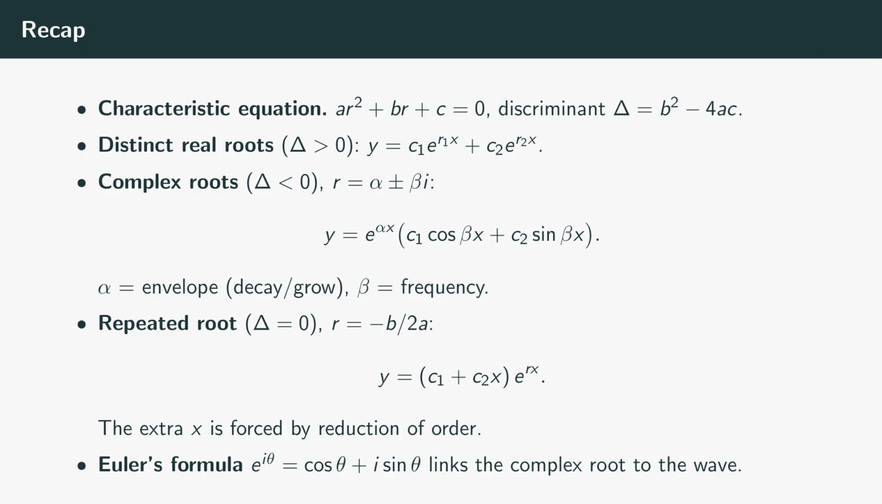If the discriminant is 0, you have a single repeated root, and the general solution is (c1 plus c2x) times e to the rx, with that extra factor of x forced on you by reduction of order. Three cases, one quadratic, and Euler's formula tying the complex case back to real waves. Next episode, we finally turn on a forcing term and learn to find a particular solution.